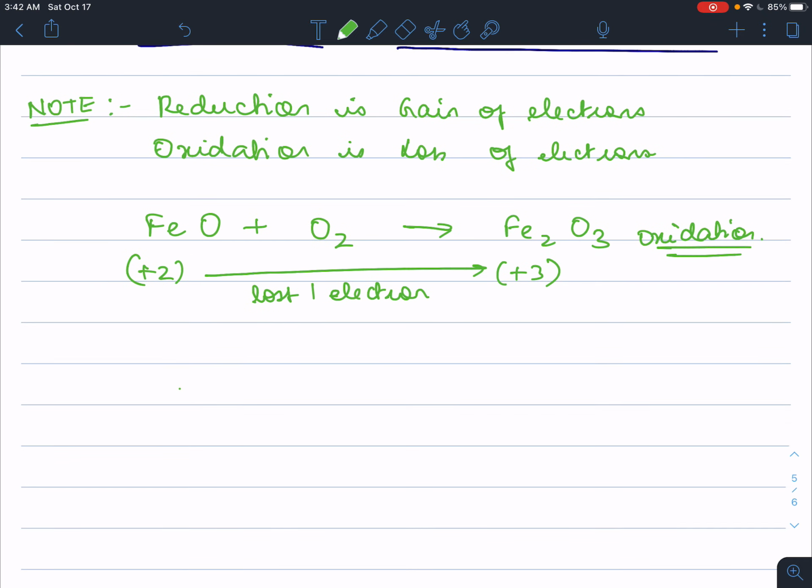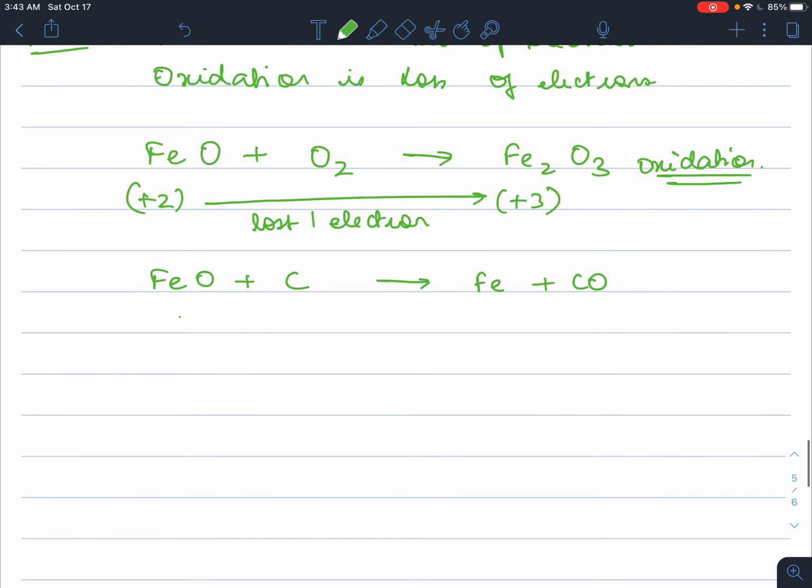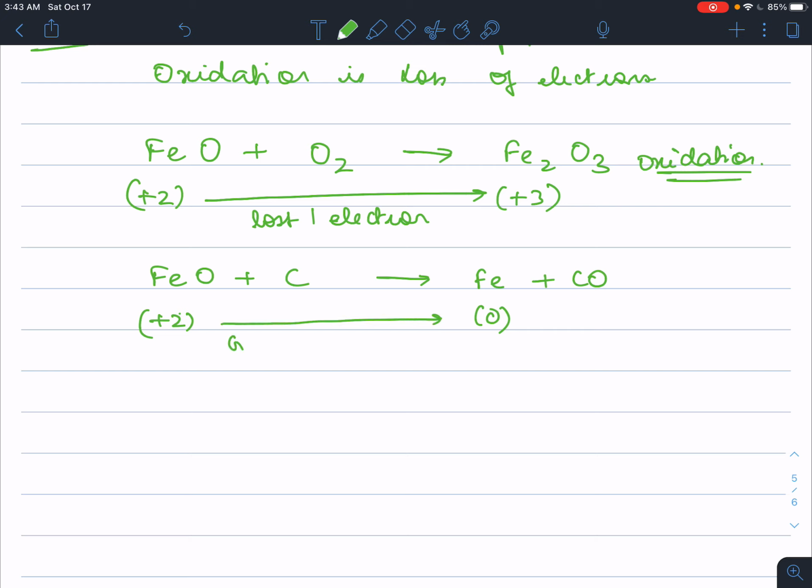Now what about a reduction reaction? Let's think about FeO plus C gives Fe plus CO. It's a simple enough reaction. FeO is again plus 2, but Fe by itself is 0. It is not charged. So here iron is gaining 2 electrons, and we know that gain of electrons is called reduction. So please look for the charge in the atom to give you what is going on.